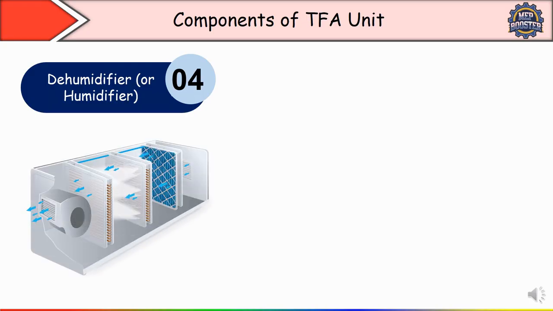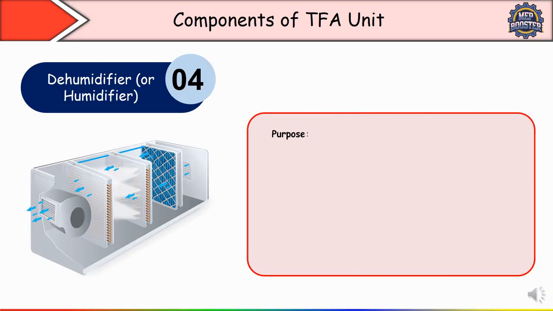Next component is the dehumidifier or humidifier. So all of you know what is the main purpose of the dehumidifier? Control the humidity level of the incoming air.